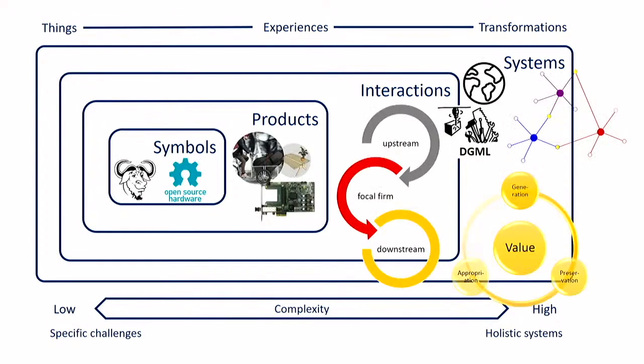And this brings the whole theory together. You see the symbols, the products, the interactions. We think about community, systems, value systems, the localized entanglement, the design global, manufacture local paradigm.